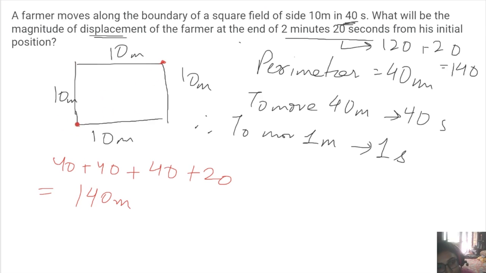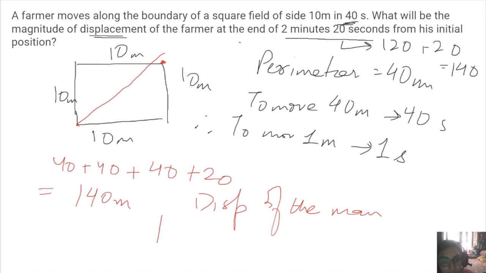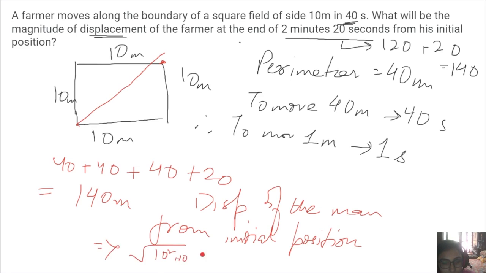So what will be the displacement? It is nothing but the diagonal of the square. So we calculate the diagonal of the square field. So displacement of the man from initial position is root over 10 square plus 10 square. Right? We calculated by the Pythagoras theorem. So root 200, which is 10 root 2 meter. So displacement from its initial position is 10 root 2 meter.